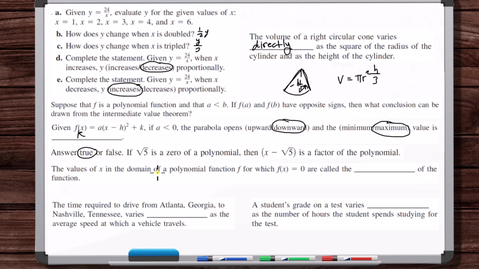The values of x in the domain of a polynomial function f for which f of x is equal to 0 are called the what of the function? The zeros or the roots. We'll say roots.